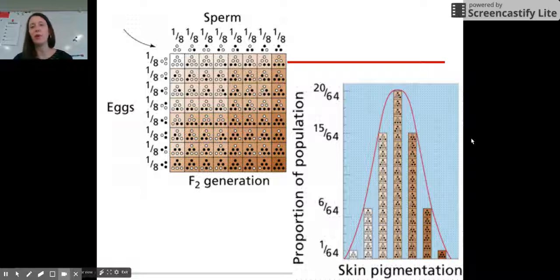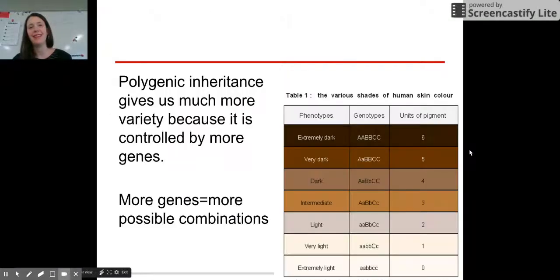I think that's kind of a cool way to look at it, sort of comparing maybe social studies and science. Science, there is no race. There's just genes. All right, so those other few, you may have written down a couple ideas. You guys did not have to draw all those pictures though, but I do want you to write this right here, okay? Polygenic inheritance gives us much more variety because it's controlled by more genes.